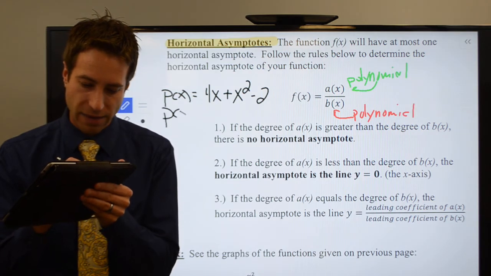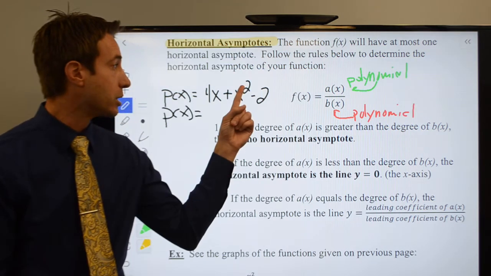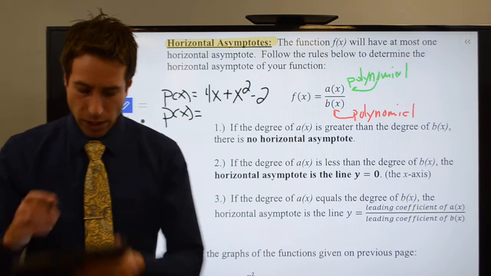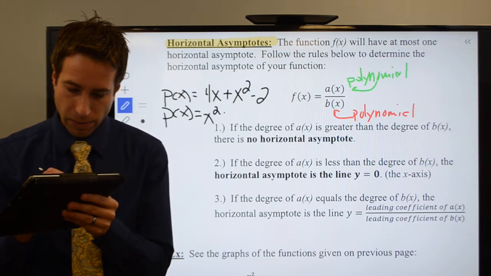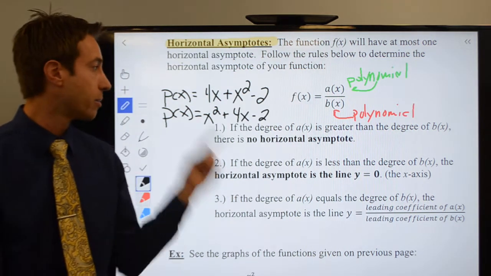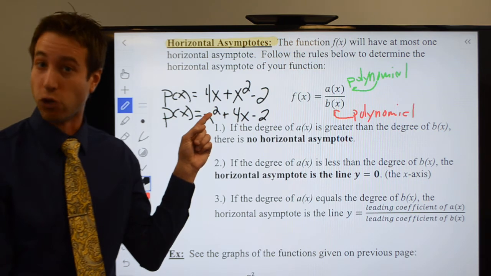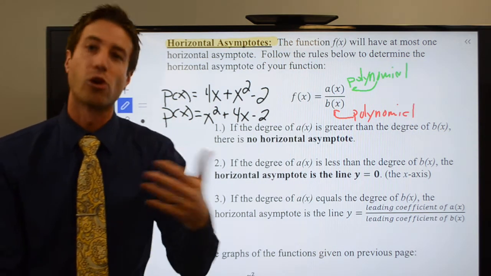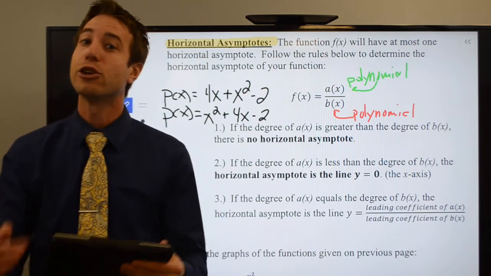All right, well, p of x is going to be equal to 2 is my biggest power, 1 is the next biggest, that is 0, so it'll be x squared plus 4x minus 2, and what is the degree of the polynomial? It's equal to the largest power, so this would be a degree 2 polynomial, or a second degree polynomial. All right, so that's how you determine the degree.